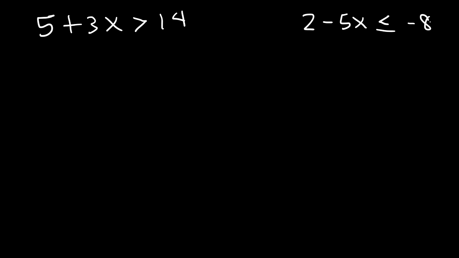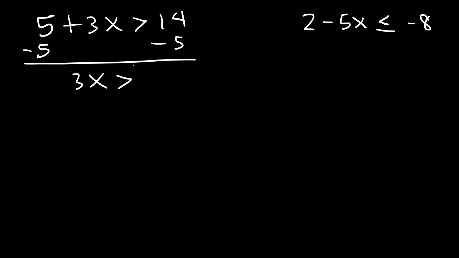Now I'm going to start with the example on the left. So whenever you're solving an inequality, you can treat it as if it's an equation. View this as if it was an equal sign. So you're going to have 3x is greater than 14 minus 5, which is 9, and then divide by 3. So x is greater than 3.